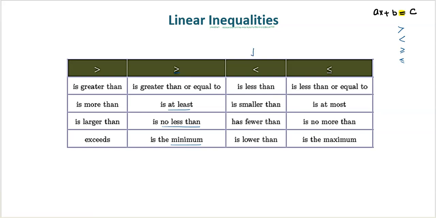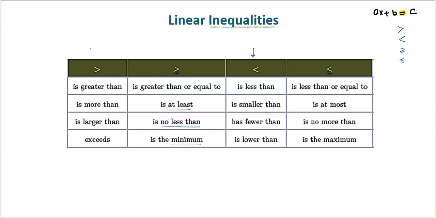Similarly, the other inequality is less than. This is the notation. We read it as is less than, or is smaller than, has fewer than, or is lower than. Similarly, if it comes with the equal sign, we say less than or equal to, at the most, no more than, and the maximum. So you need to remember what words are coming, and then accordingly you have to use the symbol.